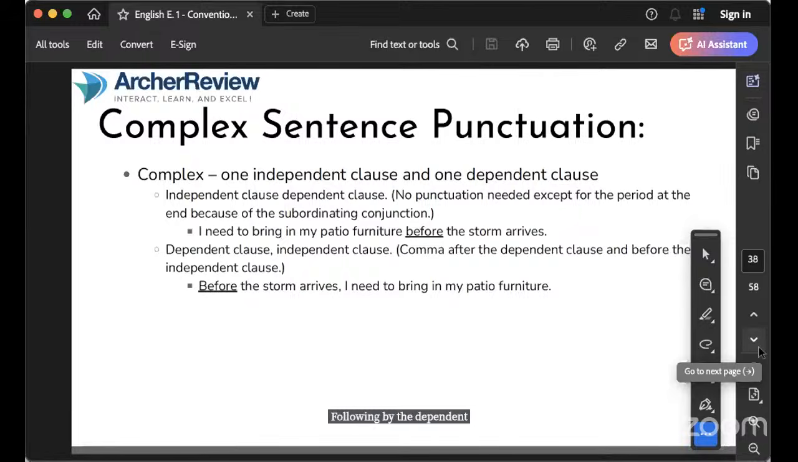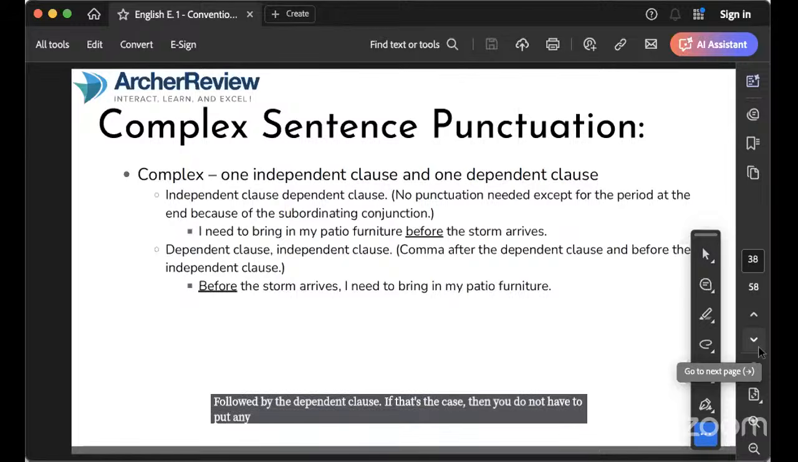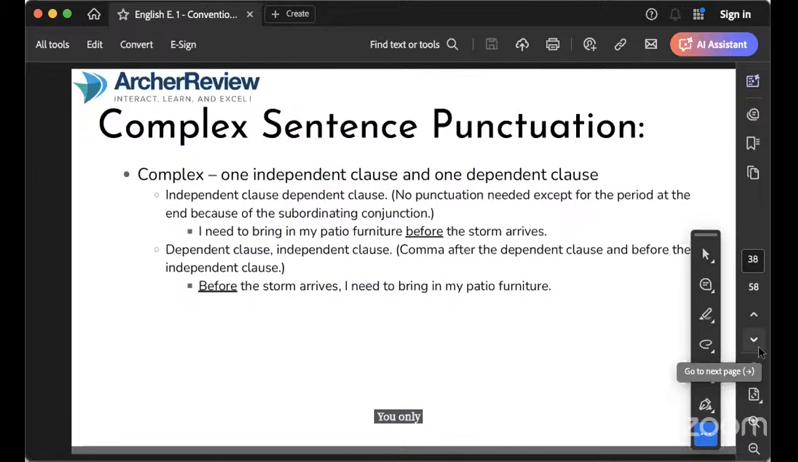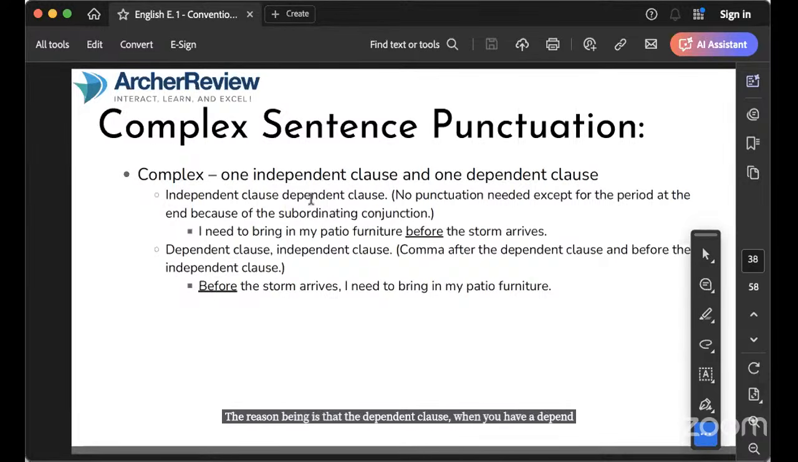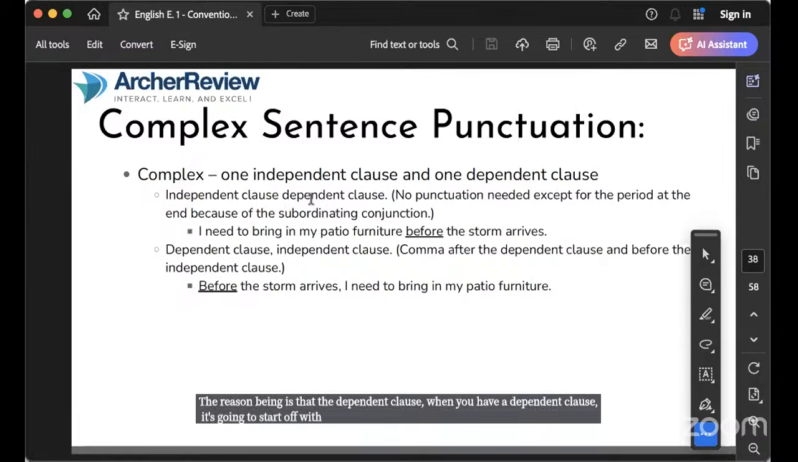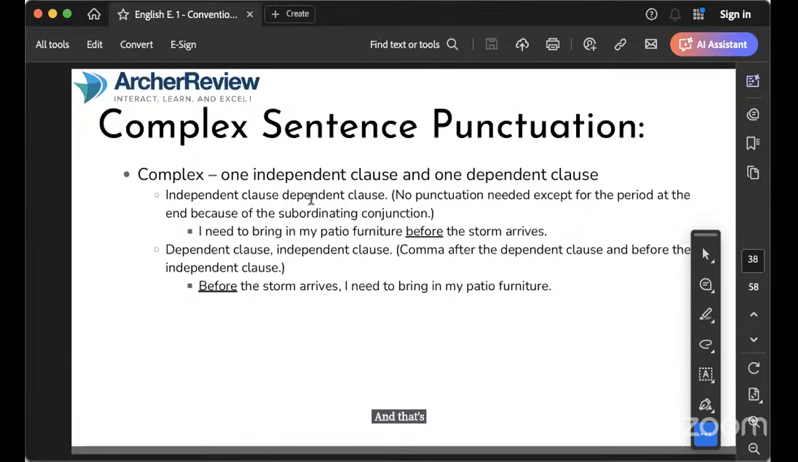If that's the case, then you do not have to put any punctuation between the 2 clauses to connect them. You only need to put the period at the end of the sentence. The reason being is that when you have a dependent clause, it's going to start off with what we call a subordinating conjunction, and that's used to connect the 2 clauses together.